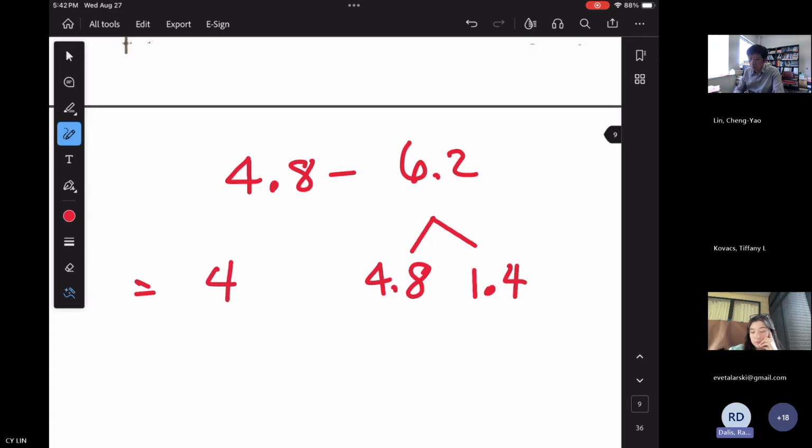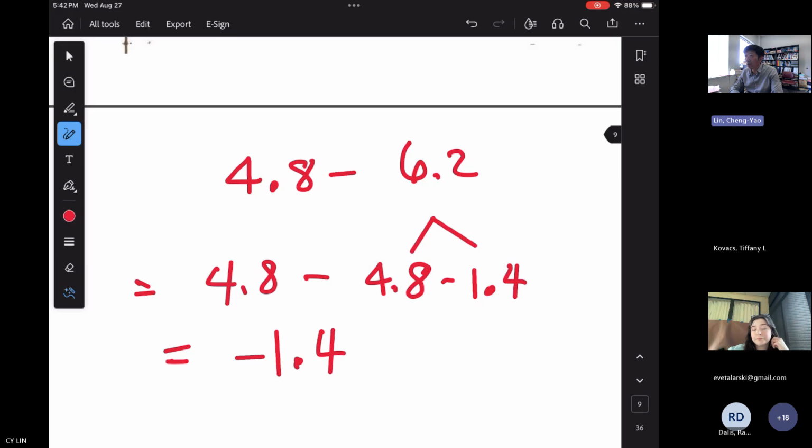1.40. Yeah, 1.40. See, if you connect to the real world context, it should be no problem for you because you know how to count the money. So it's negative 1.4. Does that make sense? Yes. Can we do one practice for this?